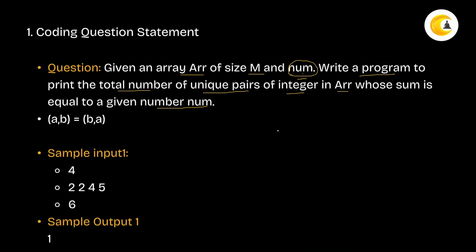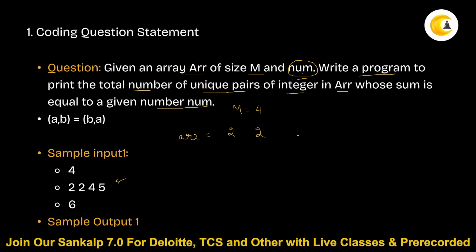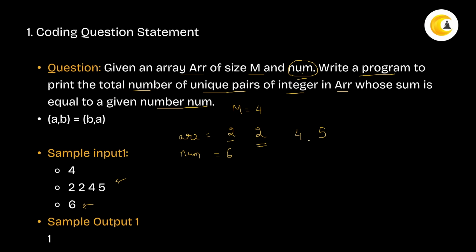Suppose let's consider this as an example. There are 4 elements, so your M is 4, and your ARR is equal to 2, 2, 4, and 5. Now there's a variable num that has been given over here that is equal to 6. So you have to find unique pairs that have such combinations that sum up to 6.